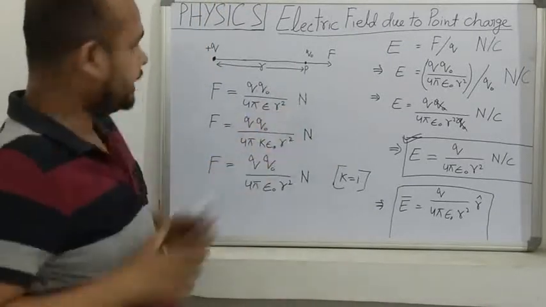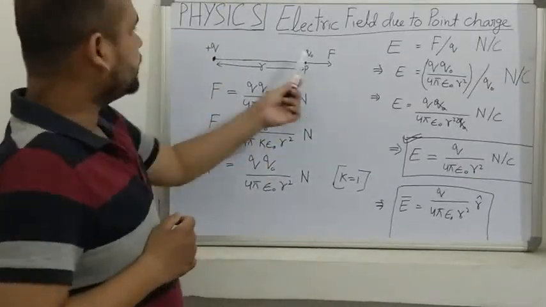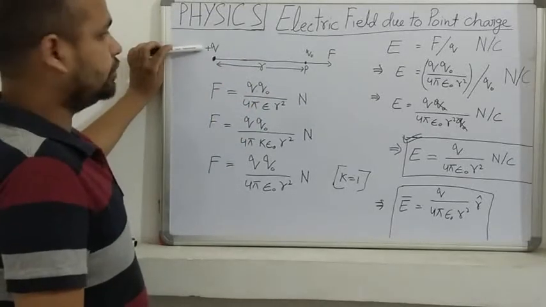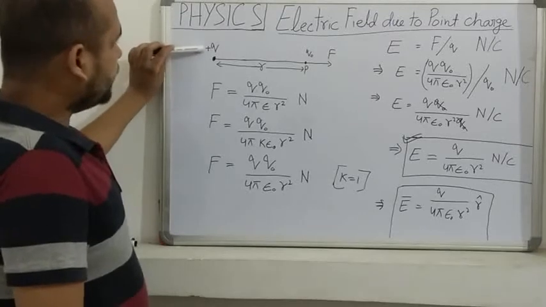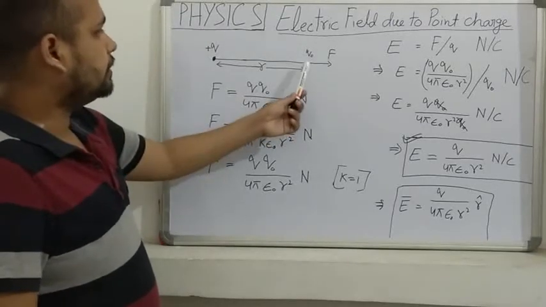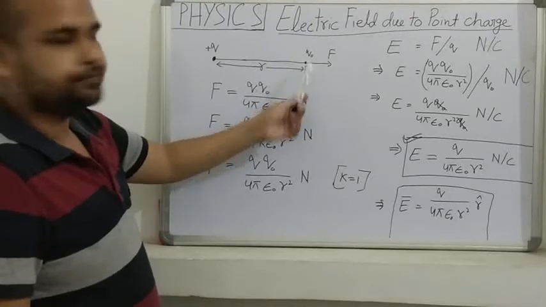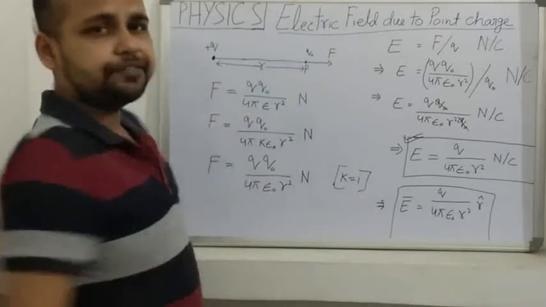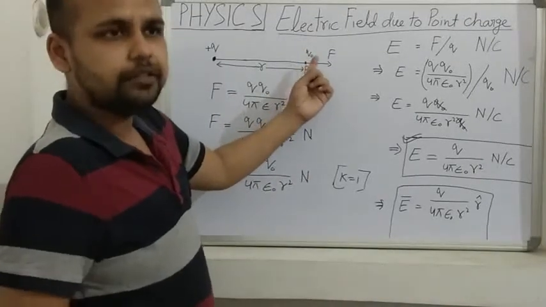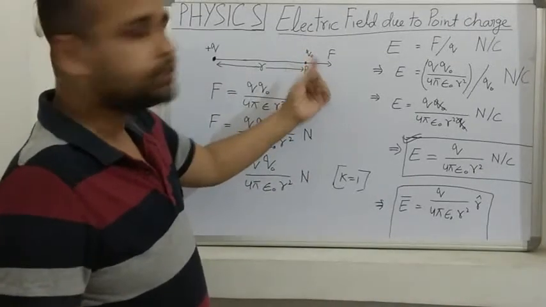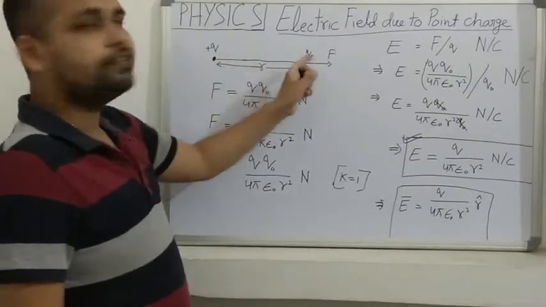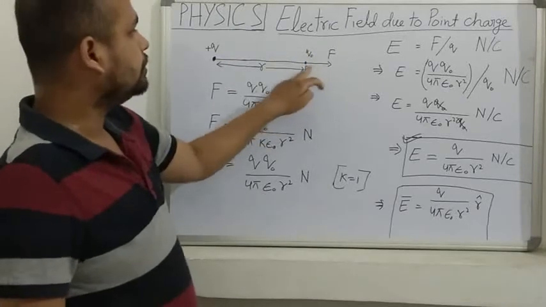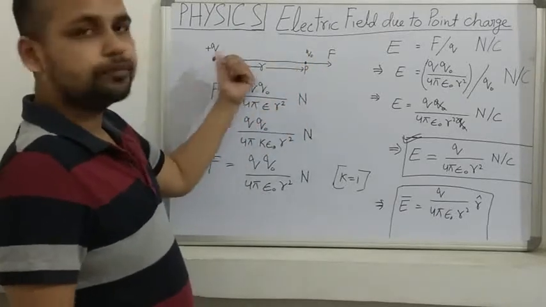Here you can see that the charge which I have taken here was plus Q. And due to plus Q, we were finding the electric field at point P. Since I have taken here a positive test charge, and test charge will always be positive in nature, the force between these two will be repulsive, because here is plus, here is also plus. So the force will be away from the point charge.